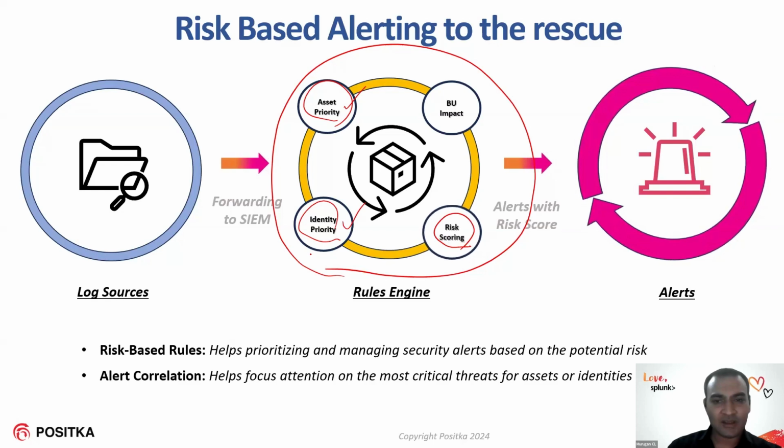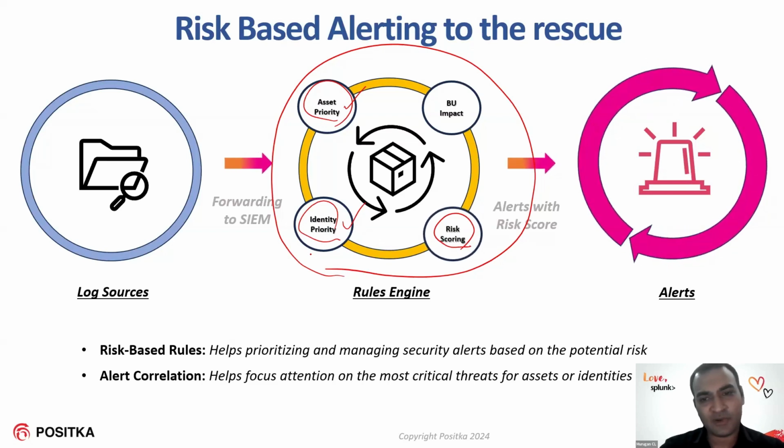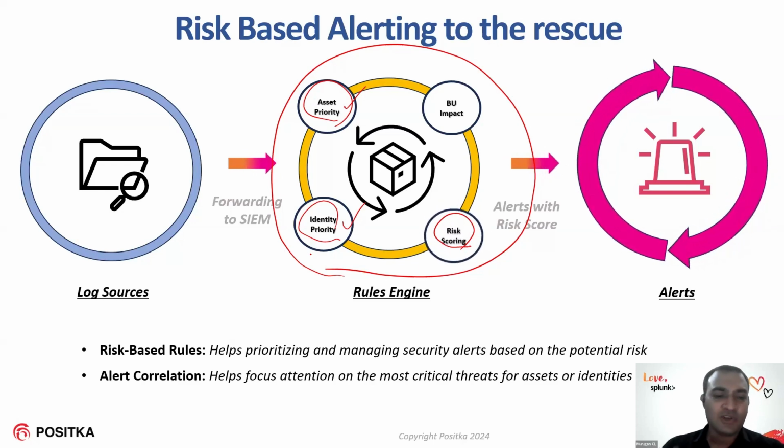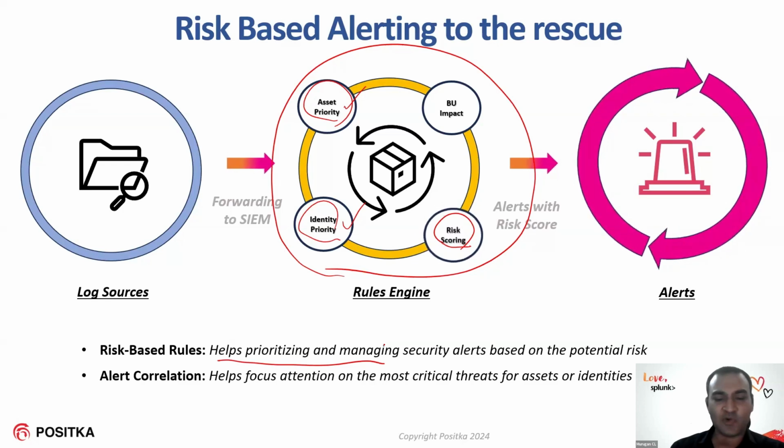So when this kind of tagging happens, when there is risk scoring happening, the alerts with the highest risk score will start floating to the top. When they start floating to the top, it makes it easier for the analyst to focus. So it helps them prioritize and manage the security alerts based on the potential risk. It helps them focus on the most critical threats for the different assets and identities in the environment.